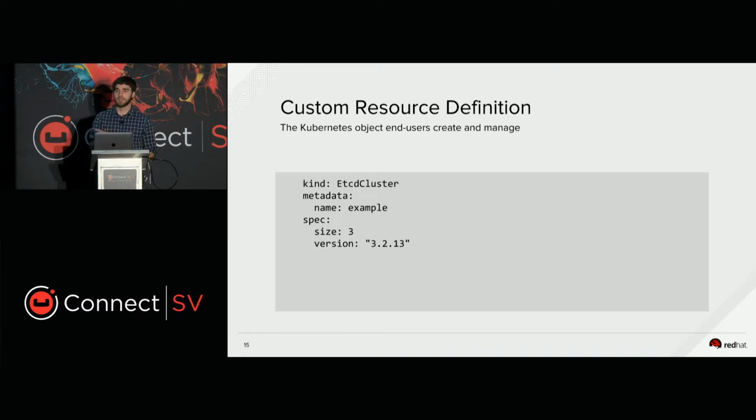But here you have the size of 3. etcd is a quorum-based system, so you need an odd number of instances. So this would be 3, 5, 7, 9. And then a specific version. If you wanted to upgrade from version 3.2.13 to .14, you would change that, hit save, and the operator will go upgrade that with all the instances kind of revved one by one.